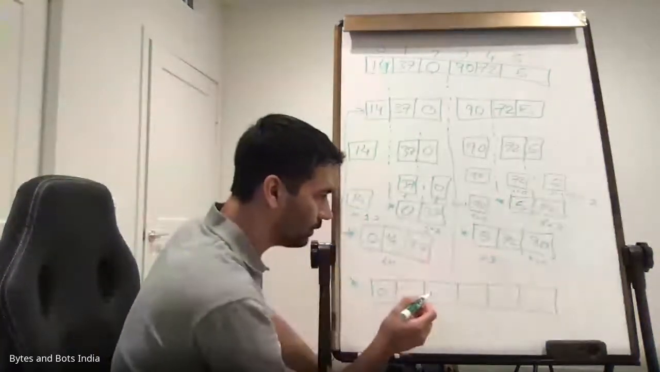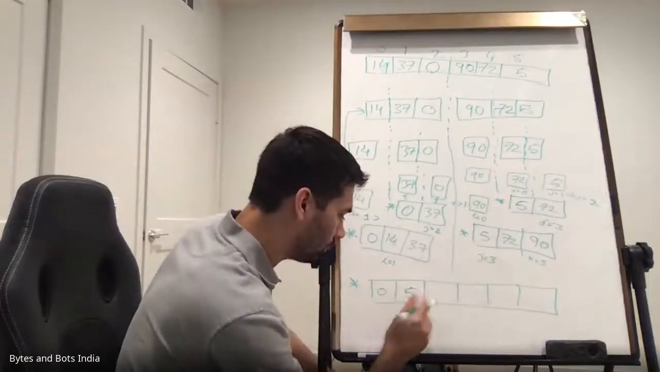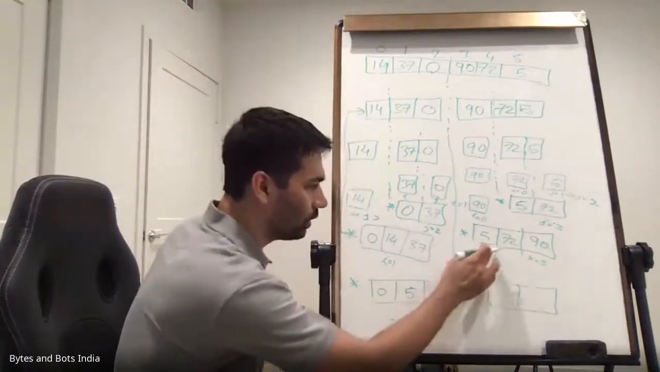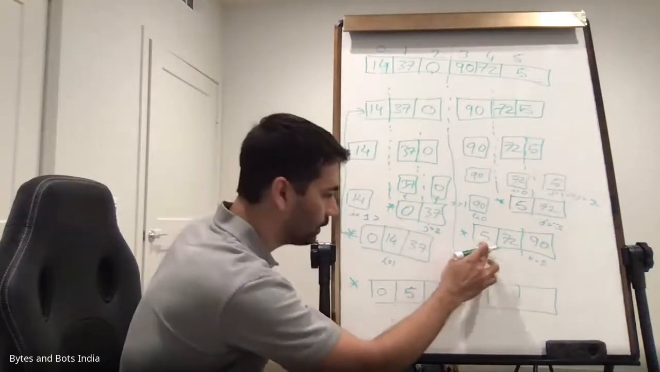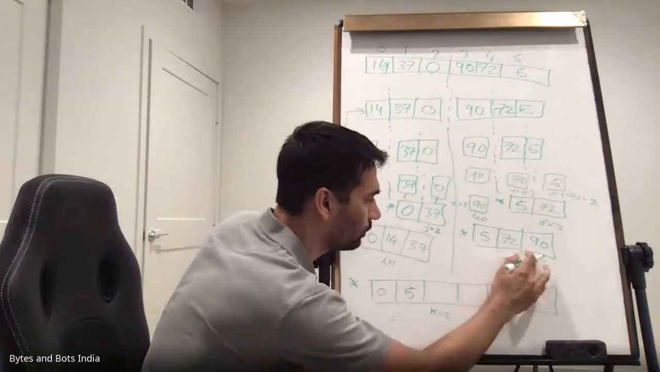Is 14 less than 5? No, 5 is less than 14. So we copy 5 over here. We increment k. Our k is 2. And as we copied from the right side, we are going to increment j. So now our j is 4.